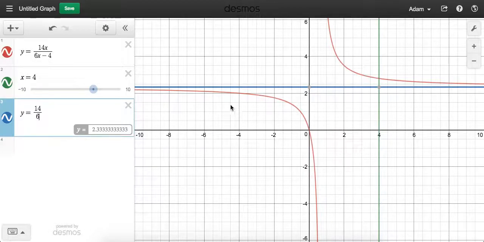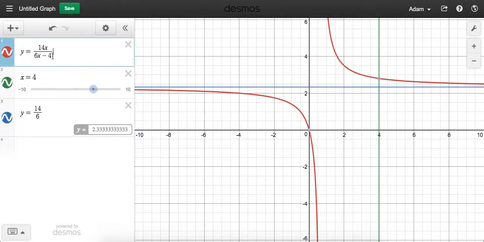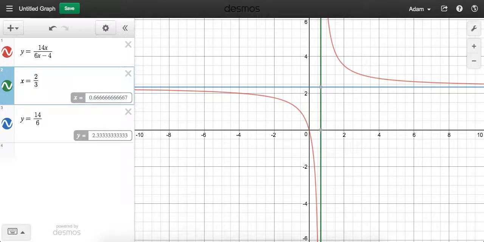Okay, and so you can see how these asymptotes change based on how things change here. I do note that my vertical asymptote is different, and that is because 4 is no longer the number that makes the bottom 0. Instead, that number is now 2/3. 2/3 times 6 is 4, and then 4 minus 4 would be 0. Okay, and so that's where our asymptotes would be.